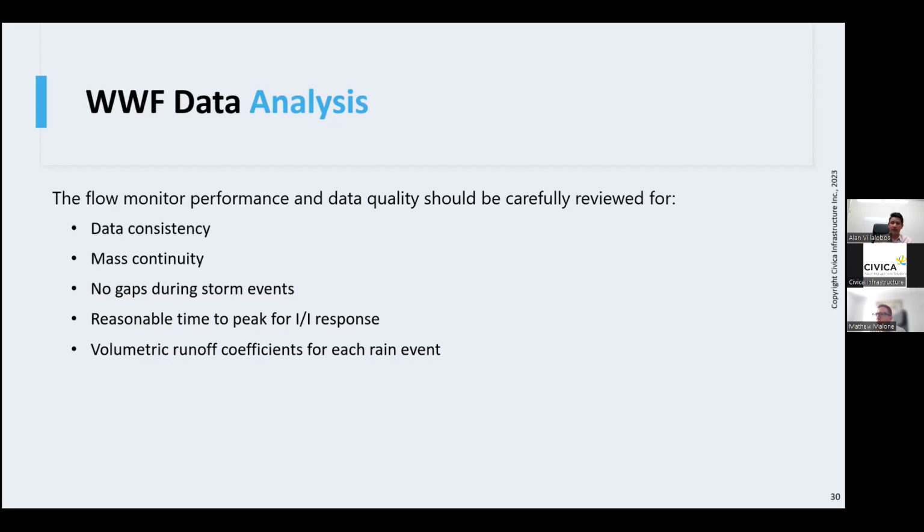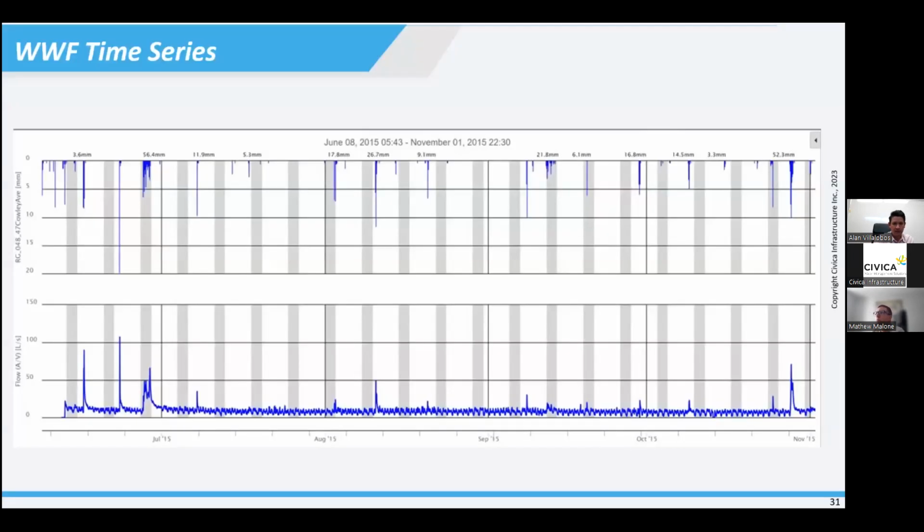Volumetric runoff coefficient. You have to make sure that the volumetric runoff coefficient is less than 1, meaning that there's no more volume than the volume that it rained. Okay, something that you have to check as well for that.